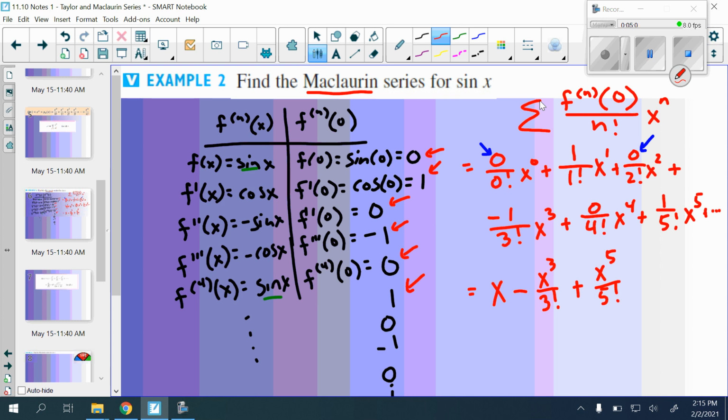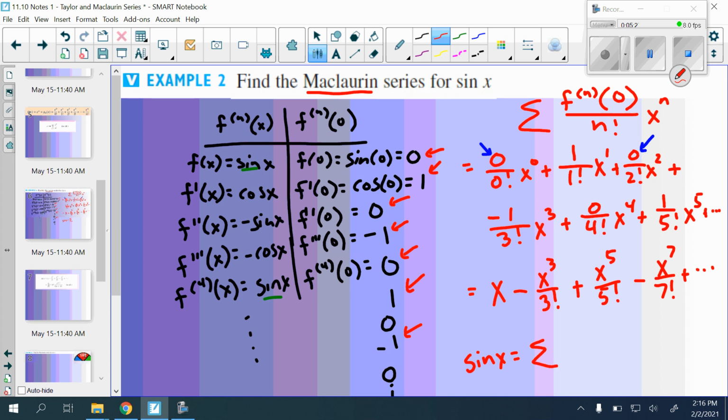If you were to find the next one, you would get that it would come out to be negative, and it would be x to the 7th over 7 factorial. So hopefully now you can kind of see that pattern. How could we write out this one now as a series? Basically, what we want to write is, what is sine x going to be equal to as a series?